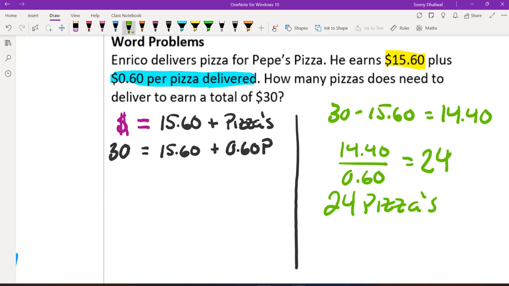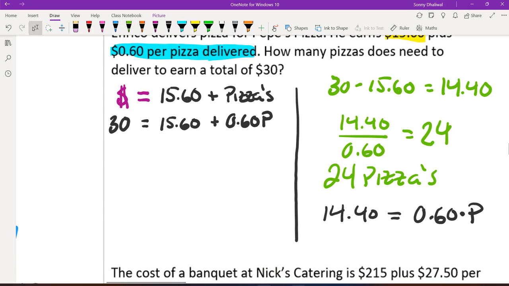And if you didn't like that, you could also just set up an equation that just said, hey, 14.40 is equal to 60 cents times how many pizzas he delivers. You can set up a little mini equation at this point, and you could have divided both sides by 60 cents and still come up with the same answer. Okay.